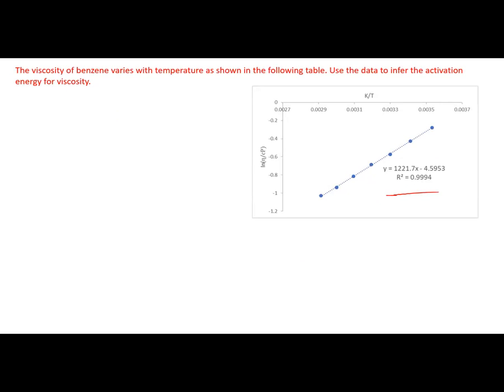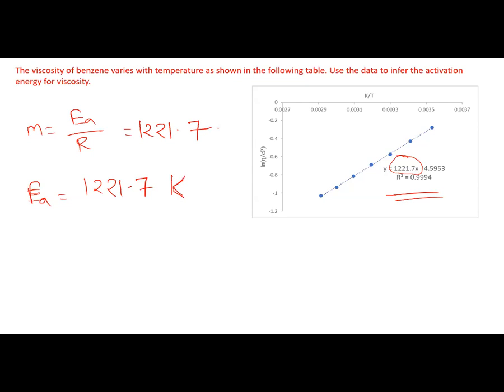So again, it's the same graph here. The slope from this equation, which is this one, right? This mx plus c, m, the slope is equal to Ea over R. That's equal to 1221.7. Again, we need to find Ea. Ea is equal to 1221.7, and the slope we get in terms of Kelvin, times the gas constant 8.3145 joule per Kelvin per mole.